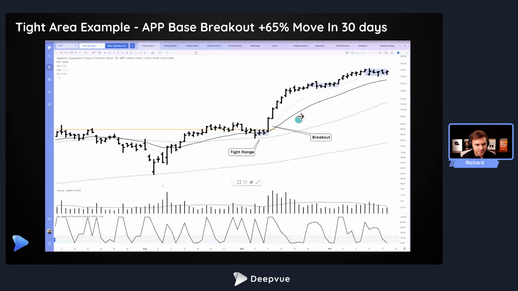This is APP again, 65% move in 30 days. RMV went to zero the day before this breakout. That's why it showed up on my screens. That's why I was focused on it. And this RMV can save you so much time.